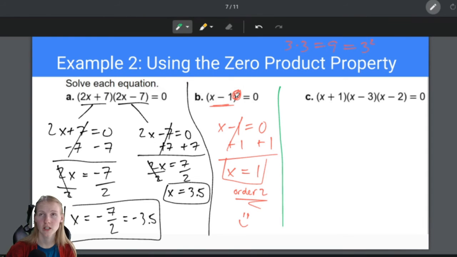Fantastic. Okay, our last example is very similar, just a little bit different. So in the other examples, we had 2 factors.